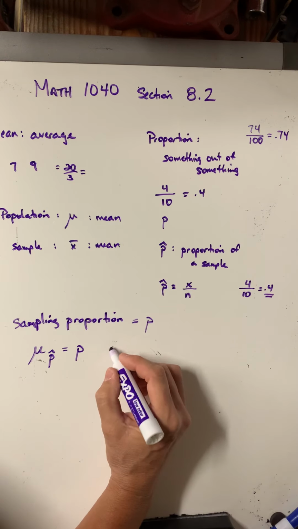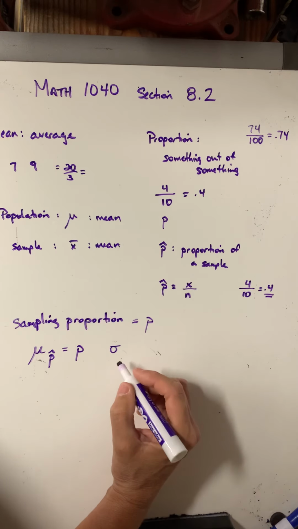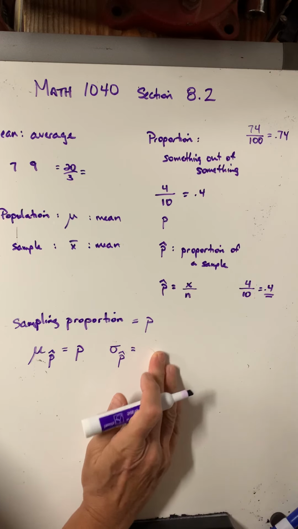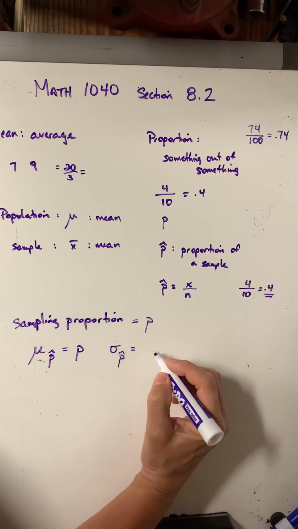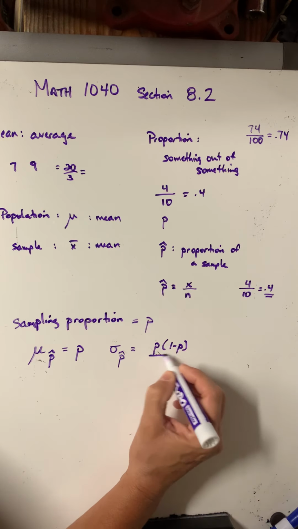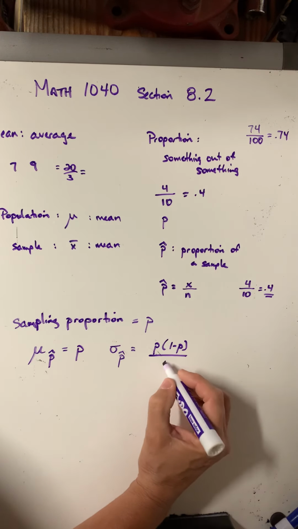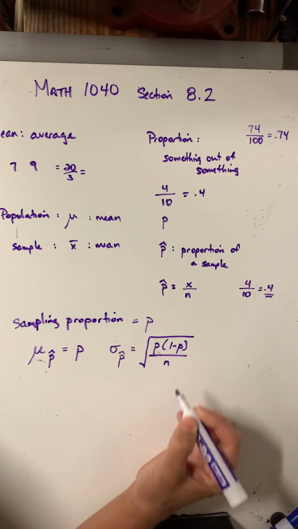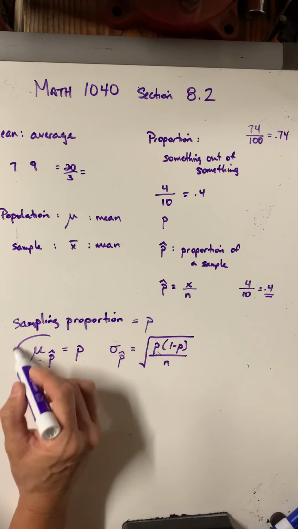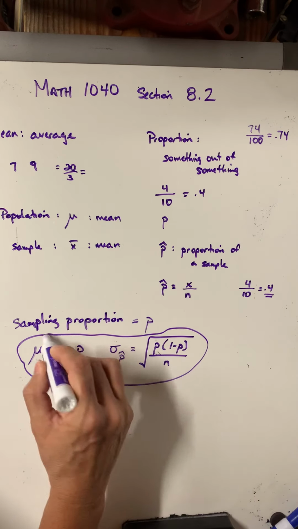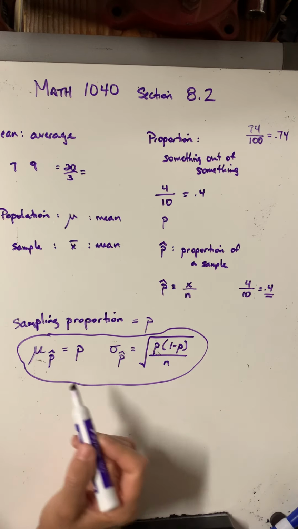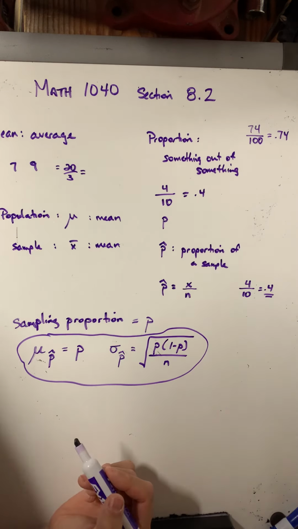Now, what else are we going to find? The standard deviation of the sampling proportion. And this is a little more involved formula. It's not too bad, but it's not like super easy. P times 1 minus P over N, and then we take the square root of that. Okay. So these are the 2 main formulas for this section. We had 2 formulas for 8.1. The first one was easy, just like this one is. The second one was a little more involved.